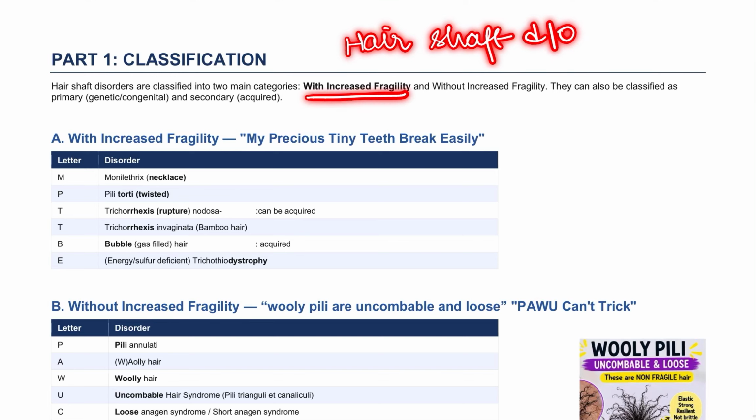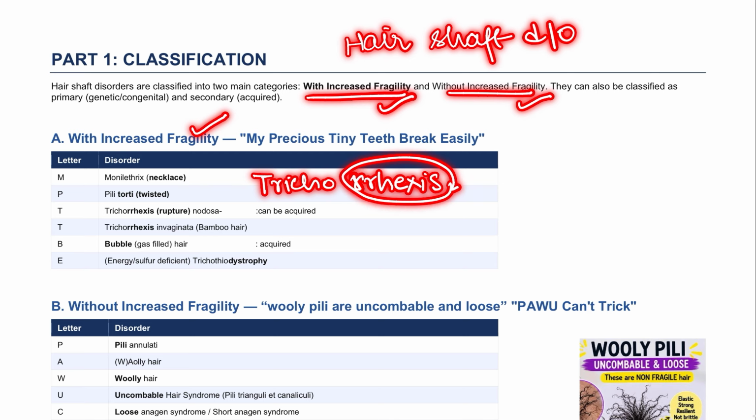These are classified as with increased fragility and without increased fragility. The disorders with increased fragility can be remembered as whenever we see tricho paired with rhexis. Rhexis means to rupture. So trichorhexis nodosa or invaginata, these two.